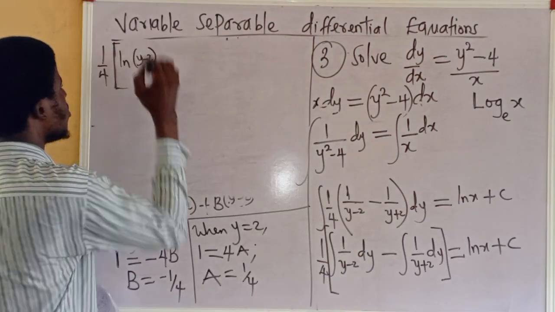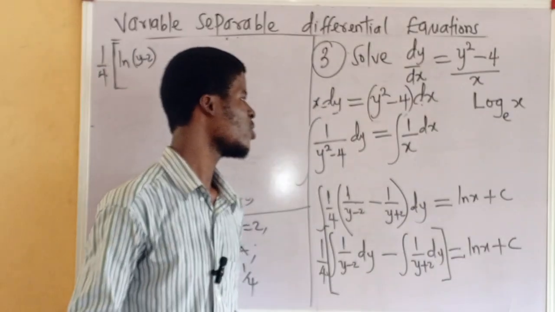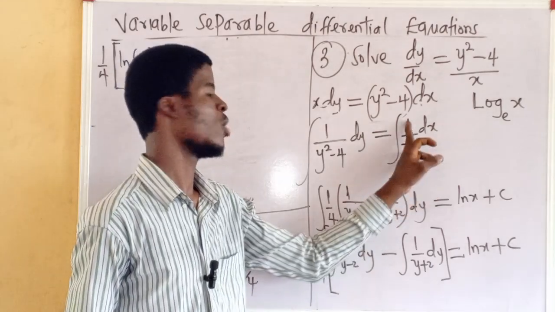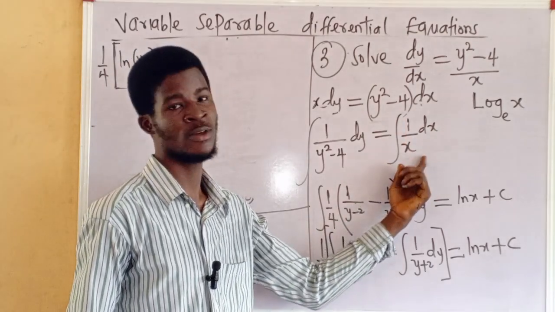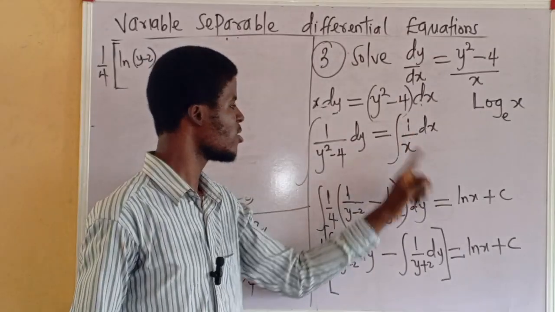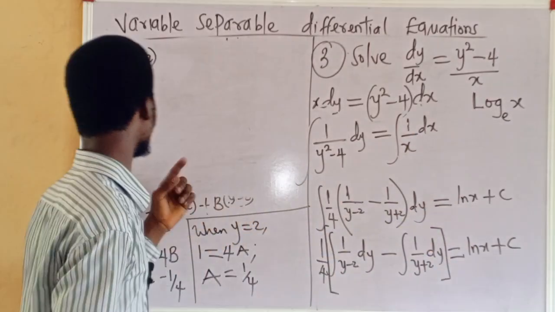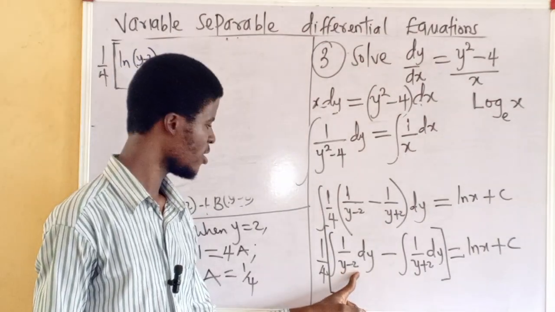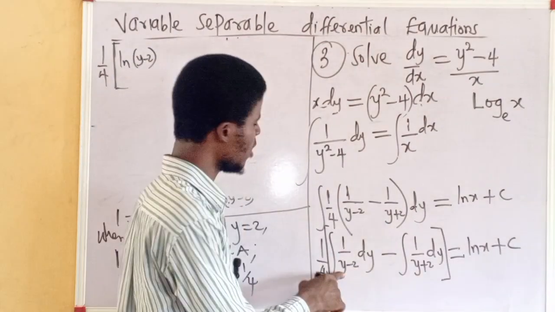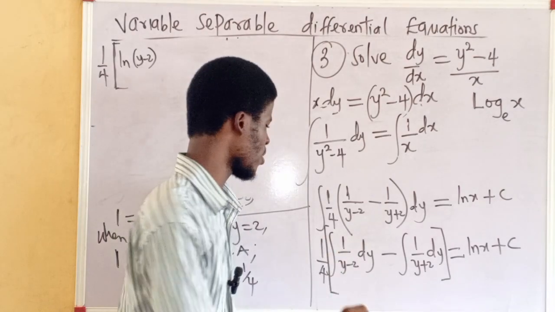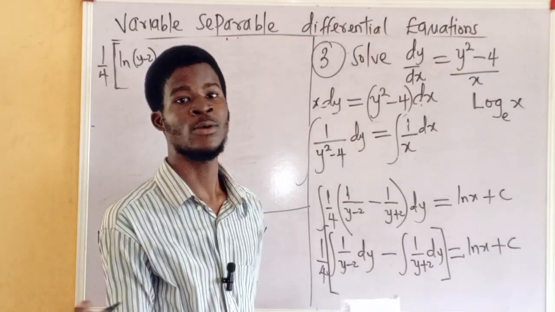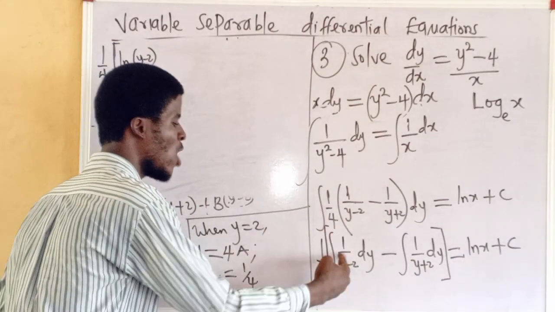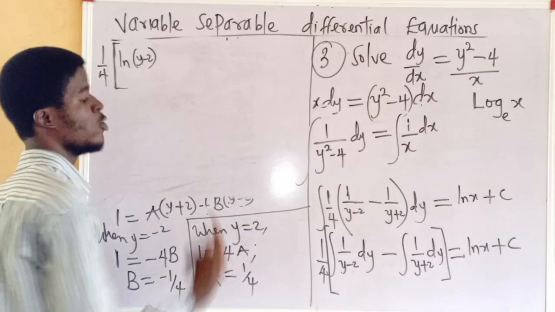Ln y minus 2. It's simple. Just the same way we got ln x here. We said that the derivative of x here is 1. That is, derivative of x with respect to x is 1. So the integral of 1 over x is ln x plus c. So in this case now, the derivative of y minus 2 with respect to y is 1. How is it? Differentiate y with respect to y, we get 1. Minus 2 is a constant, so the derivative is 0. So we got 1. Okay? So that is how the integral of 1 over y minus 2 dy is ln y minus 2.